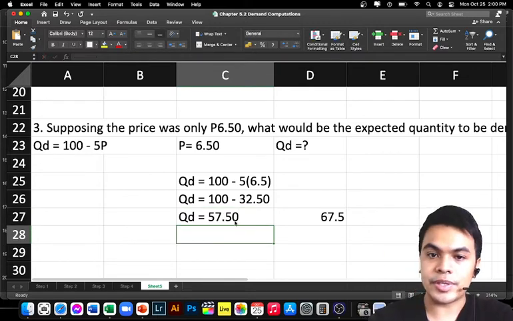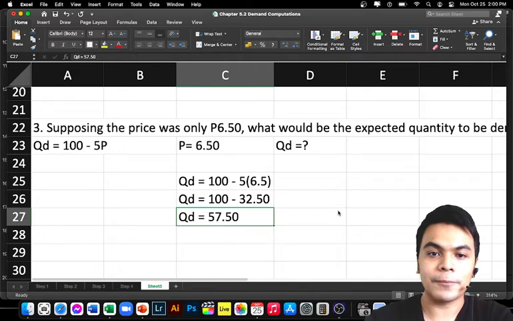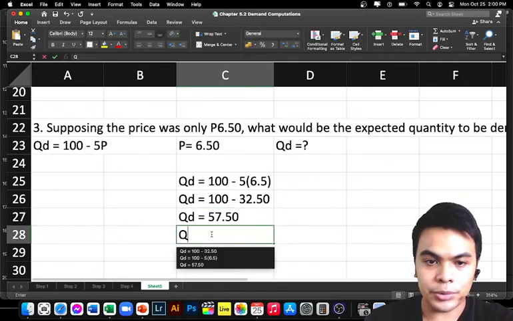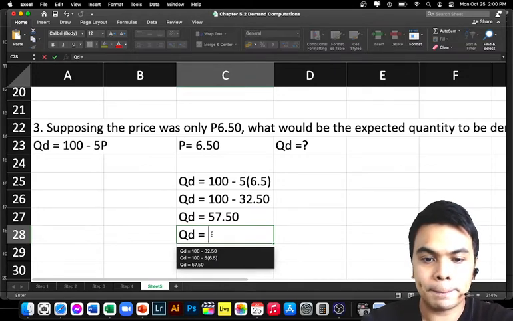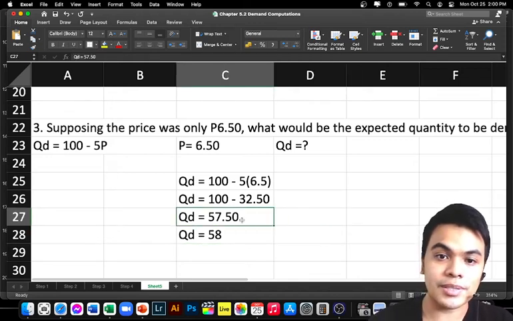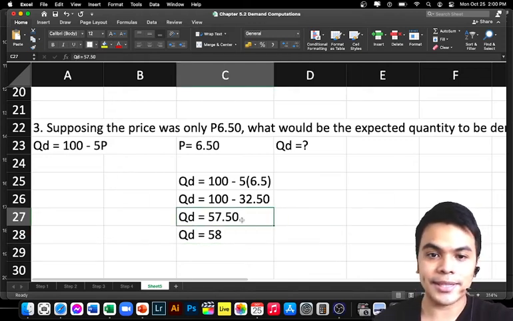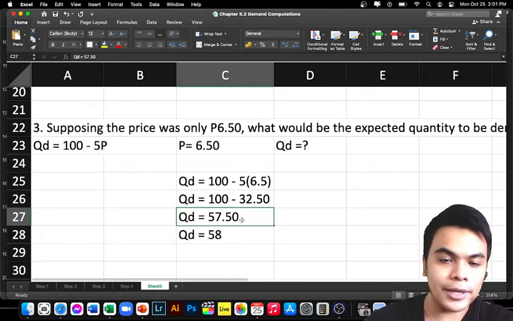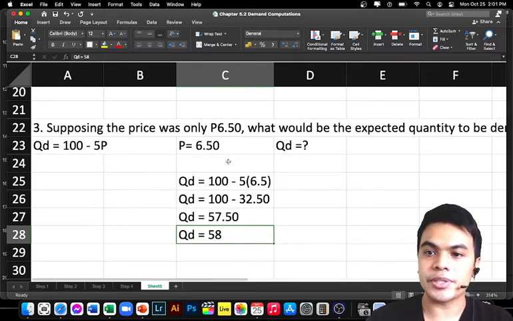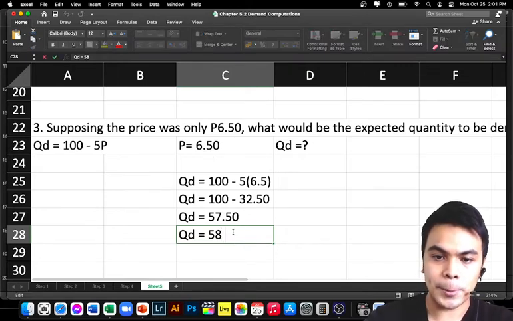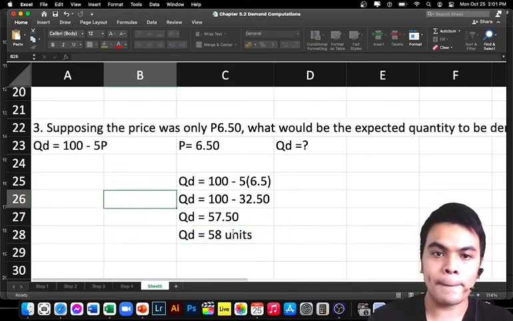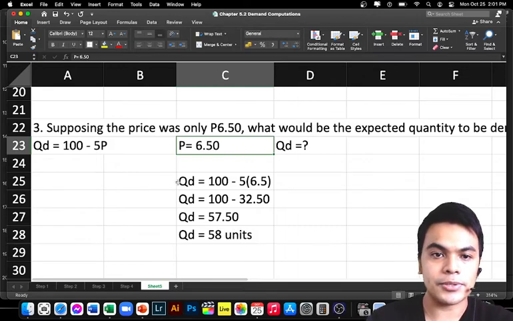In this case, of course, since there is no such thing as a fractional consumer, we have to round up the demand. So our QD is now 68. We have to round up because there's no such thing as 0.50 demand. Undecided, of course. It should be to buy or not to buy. So our quantity demand is 68 if the price is 6 pesos and 50 cents. Let us not forget the measurement, no? QD always in units. Price always in peso.